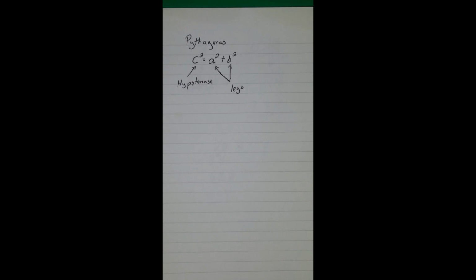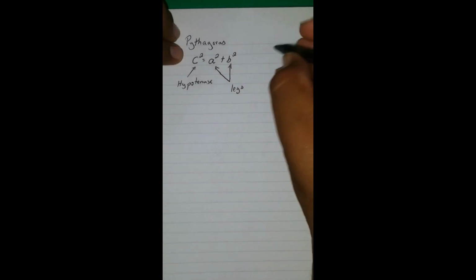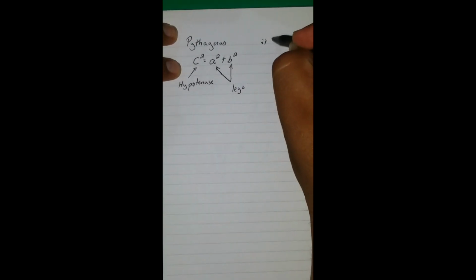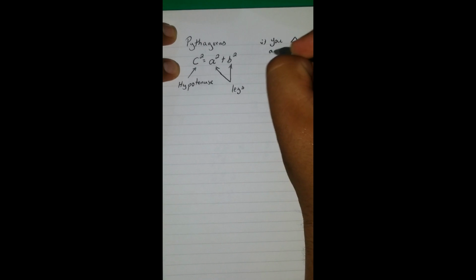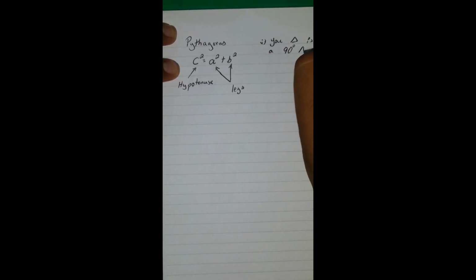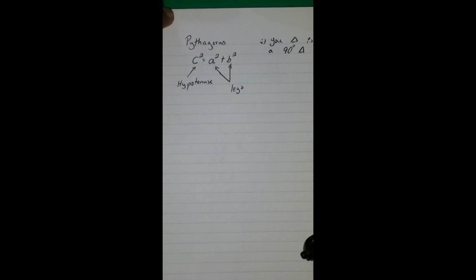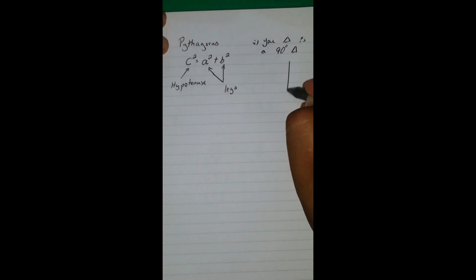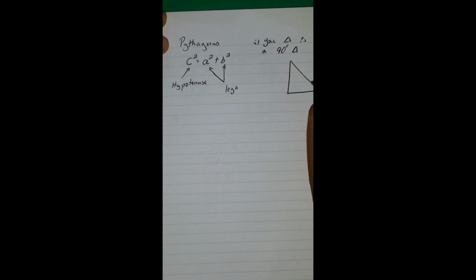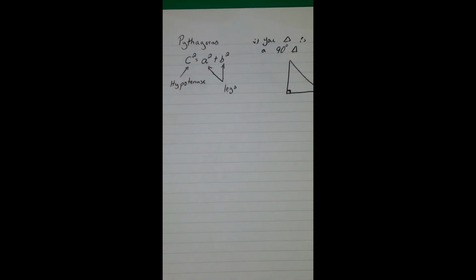Of course, whenever you use Pythagoras theorem, the first thing that you have to look at is that your triangle is a 90 degrees triangle, right? So your triangle has to be a 90 degrees triangle, which means that you're going to end up with something like this. And most commonly there is a little box here on the corner which indicates it is 90 degrees, right?